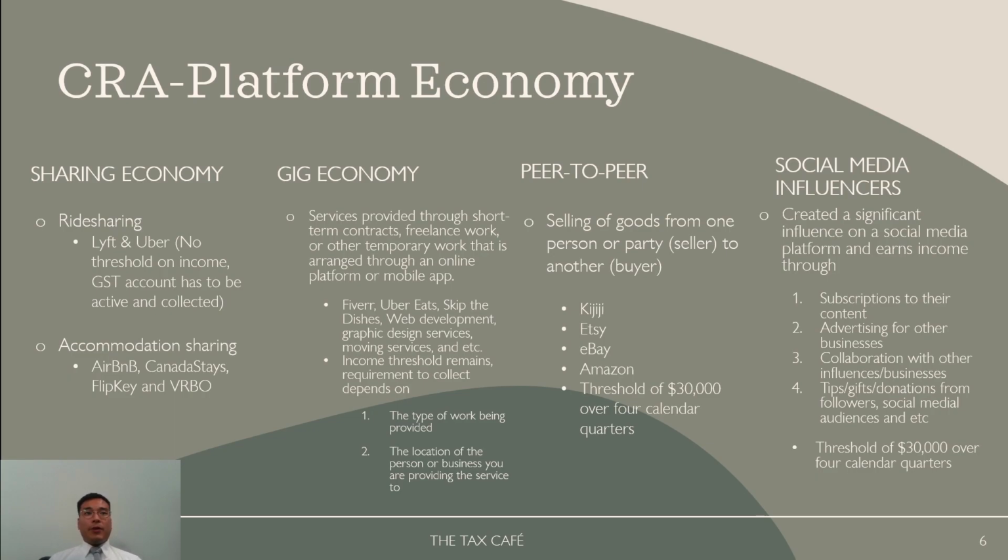And there's peer-to-peer, which involves the selling of goods from one party to another through Kijiji, Etsy, eBay, Amazon, right? So then the $30,000 threshold still remains. And then there are social media influencers, who have created a significant influence on social media platforms and earn income through subscriptions to their content, advertisements, collaboration with other influencers, and receiving tips, gifts, and donations from their followers or audiences, right? And the $30,000 revenue threshold still remains.